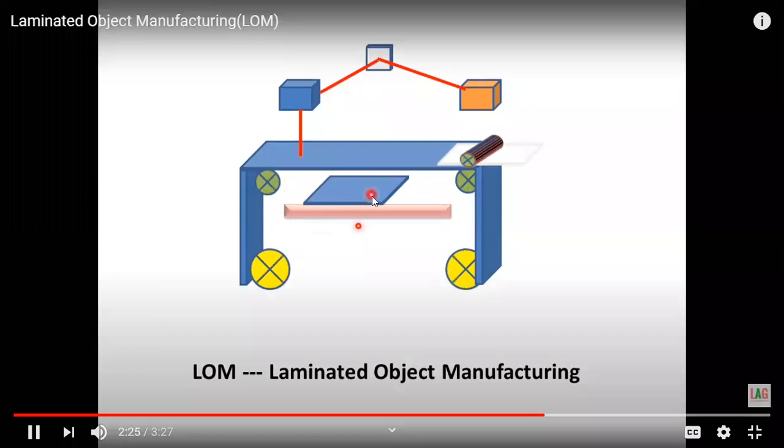See, this is basically the final product. This is the final product, the blue color one, what you are seeing. And after that, it will laminate by means of a heated roller.